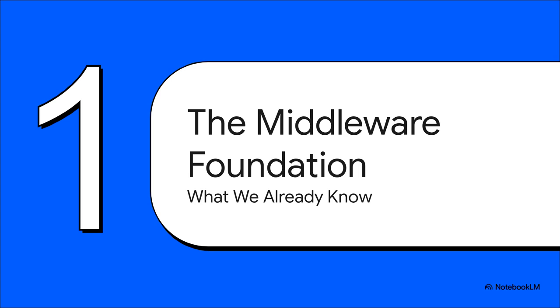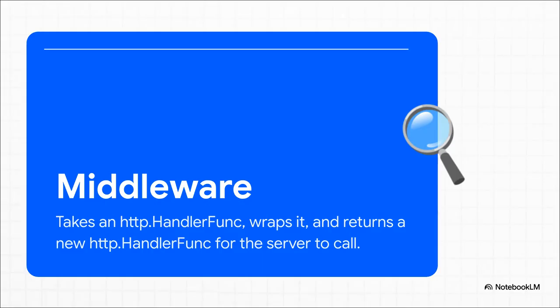Okay, so before we jump into the really cool solution, let's just take a quick step back and make sure we're all on the same page. We need to nail down what middleware actually is so we can pinpoint exactly where that messiness comes from. So at its core, middleware is basically just a wrapper. That's it. Think of it like a gatekeeper. It sits between the incoming request and your main handler, and it gets to do something first.